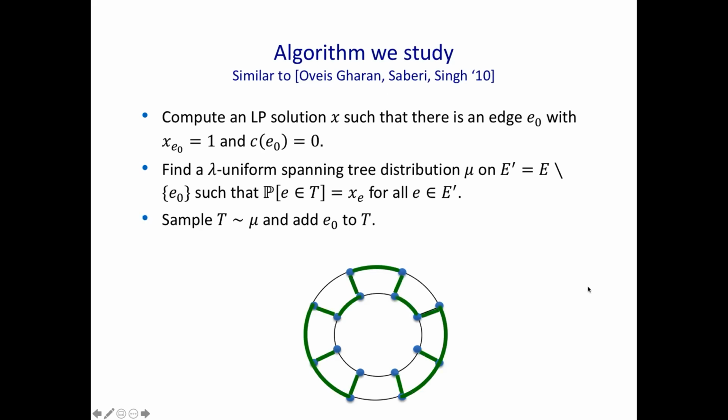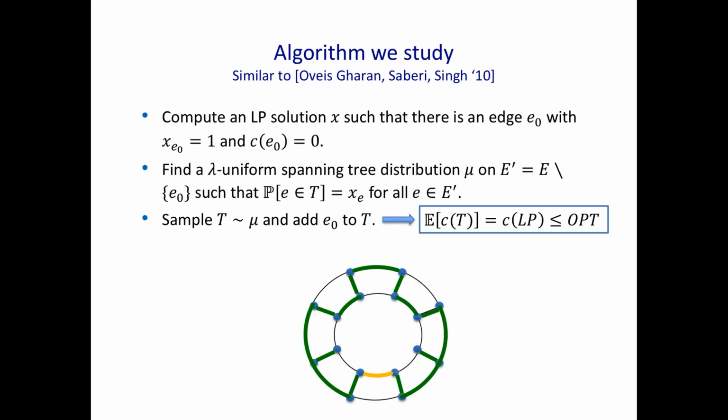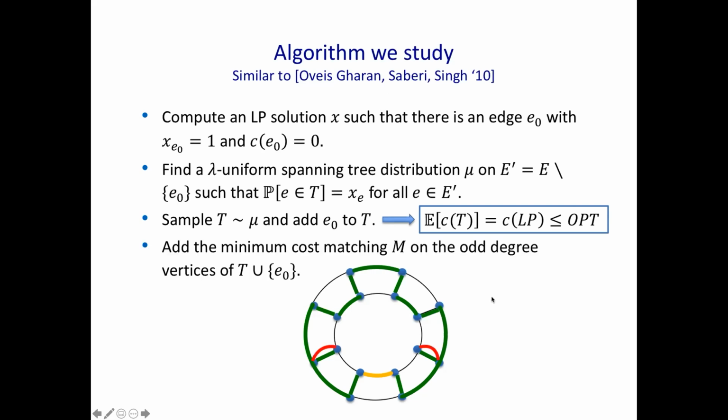So now we choose a spanning tree T from this lambda uniform distribution, and we add back E0, marked in yellow. So we obtain a tree plus an edge. And due to this marginal preserving property, the expected cost of this tree is equal to the cost of the LP, which is at most opt. And finally, we add the minimum cost matching M on the odd degree vertices of the tree union E0. So here the green, orange, and the red edges together make an Eulerian tour, and thus a valid TSP solution.